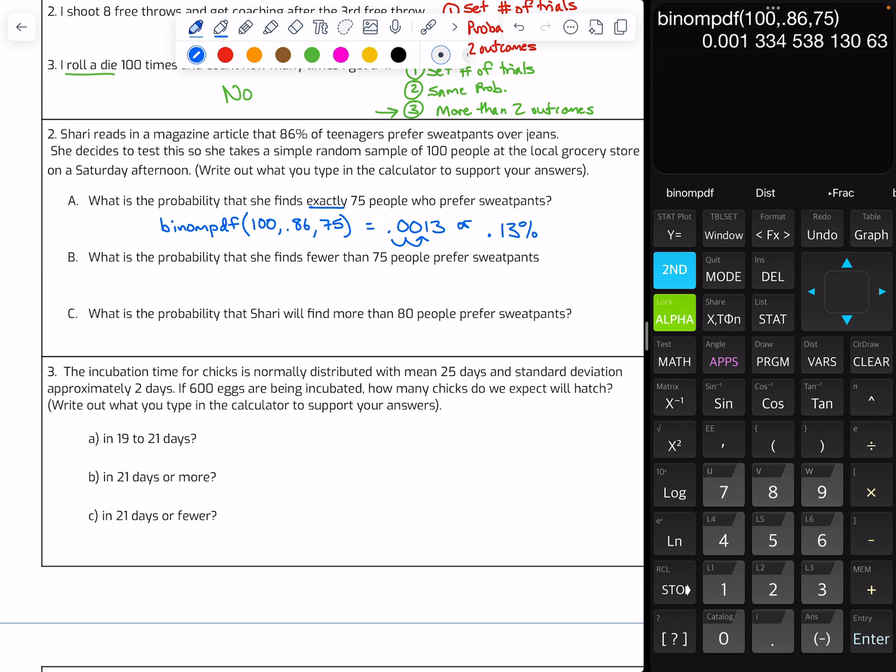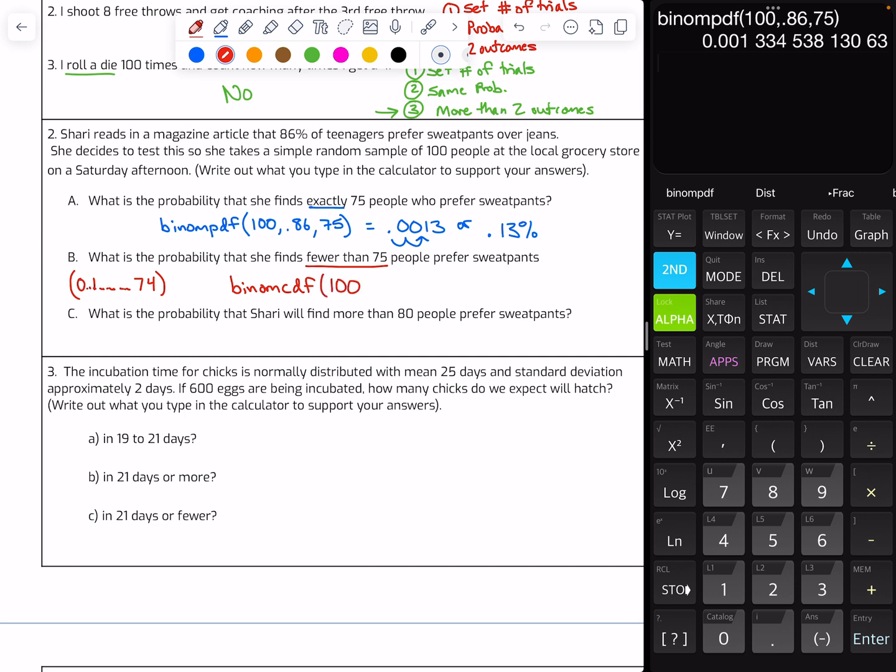Both are just fine. B says, what is the probability that she finds fewer than 75 people prefer sweatpants? So fewer than 75 people, she wants the probability of 0 people up to 74, because she wants less than, like fewer than 75. So you got to think ahead of what number do I need to type in. So I'm going to type binom CDF because I want a range of probabilities.